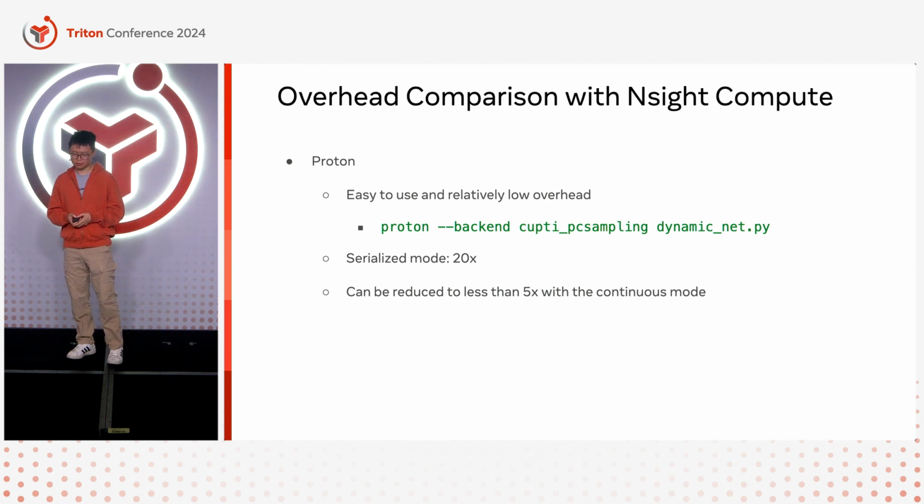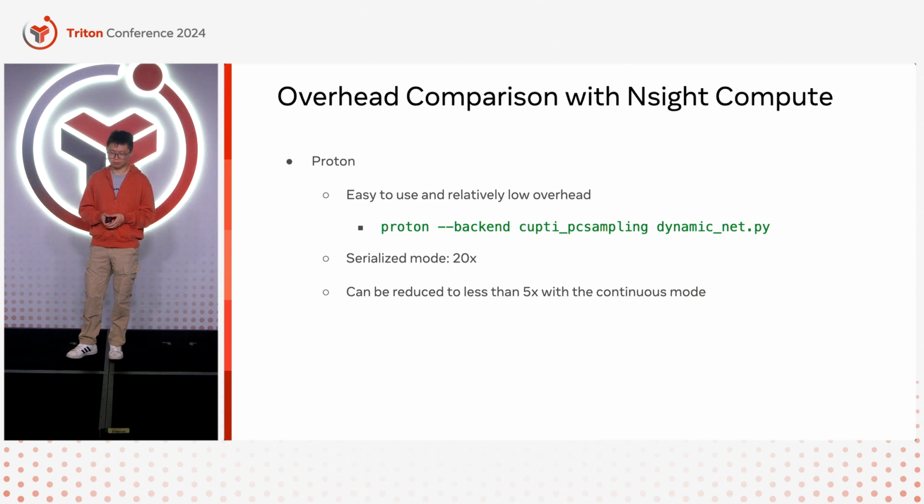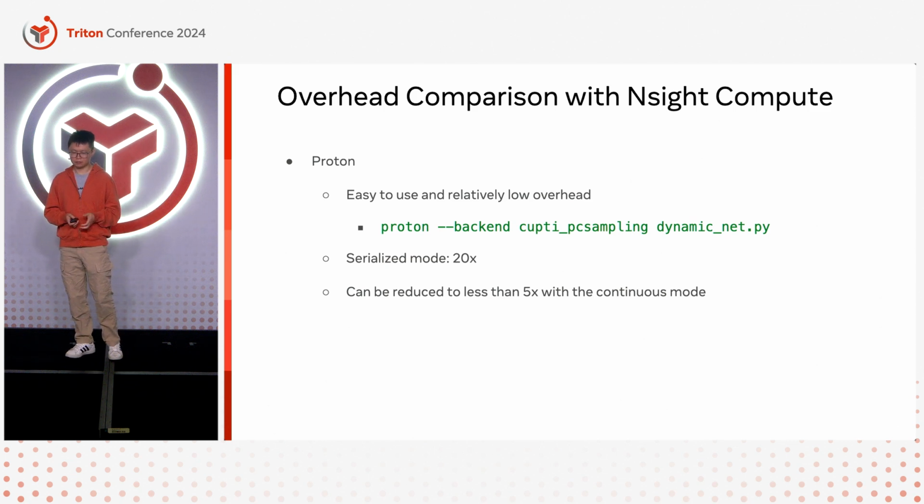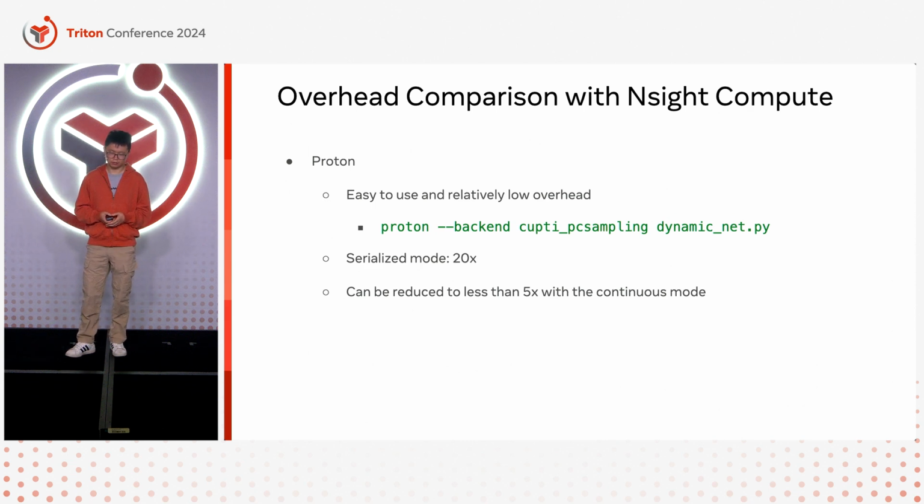Using Proton is relatively easy. The only command you need to supply is --backend cupti_pcsampling, which specifies that I want to start instruction sampling, followed by the PyTorch script I want to monitor. It's going to profile every stall reason by default. So it's easy to use, and it triggers relatively low overhead. Using the serialized mode we introduced before, which synchronizes GPU kernels after they are launched, it still triggers only 20x overhead. And I believe it can be reduced to less than 5x with the continuous mode.